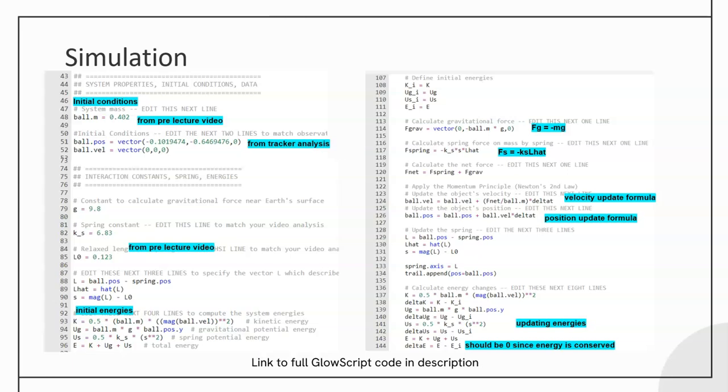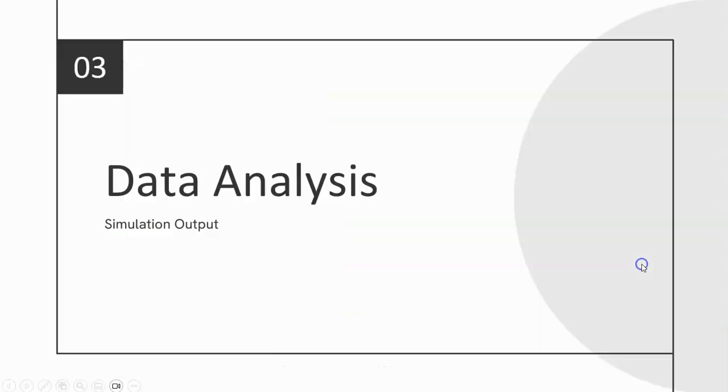step. In the beginning I set the net force, so I found the force of gravity and the force of the spring, and then I did the velocity and position update formulas to update the position. And then at the end, I updated all of the energies, and just notice that the change in total energy should be 0 when the code is run, because energy is meant to be conserved. The GlowScript code is going to be in the description.